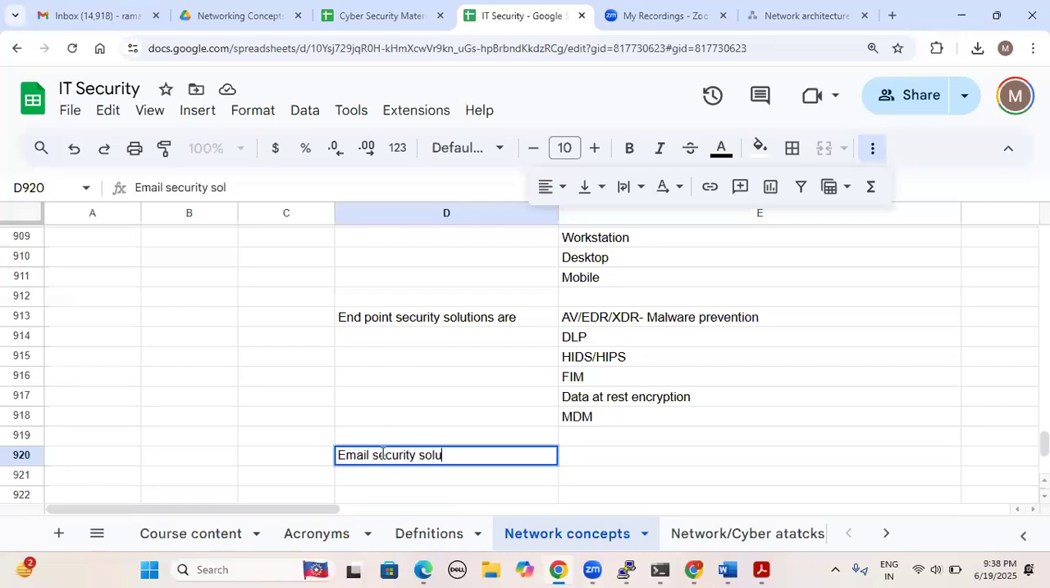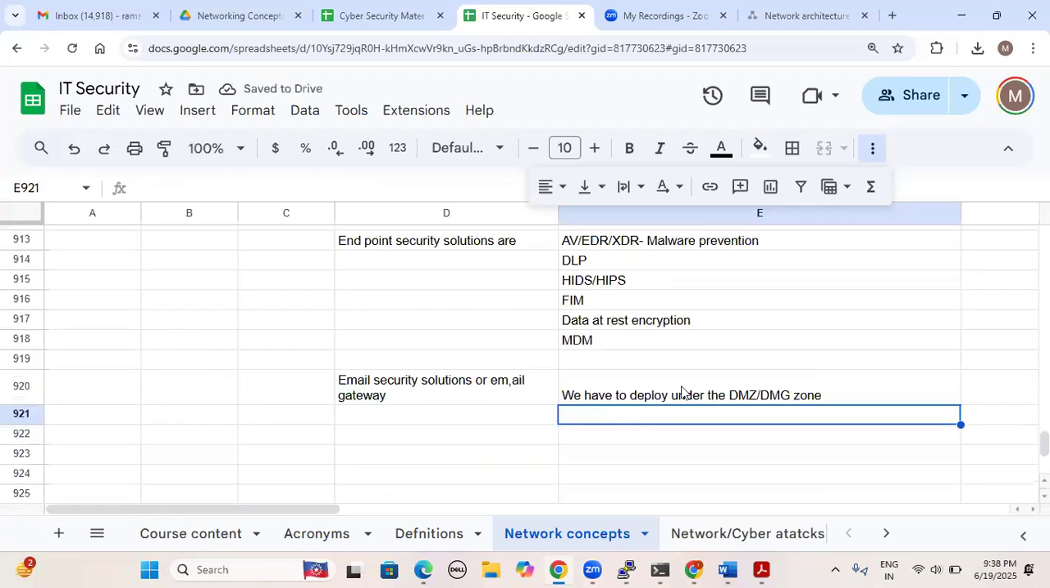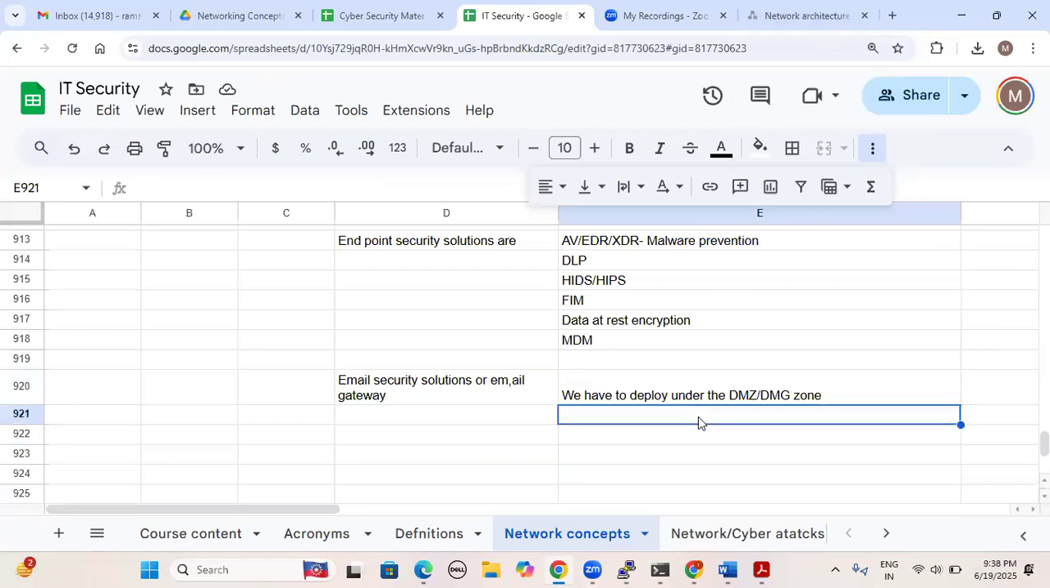Email security solution or email gateway, we have to deploy under the DMZ zone. And firewall we already discussed. Already, when we discussed the SMTP server, I explained the different types of email gateway or email security solutions. For example, Proofpoint, Office 365 Defender, IronPort or Mimecast. These things fall under our email gateway or email security solutions.